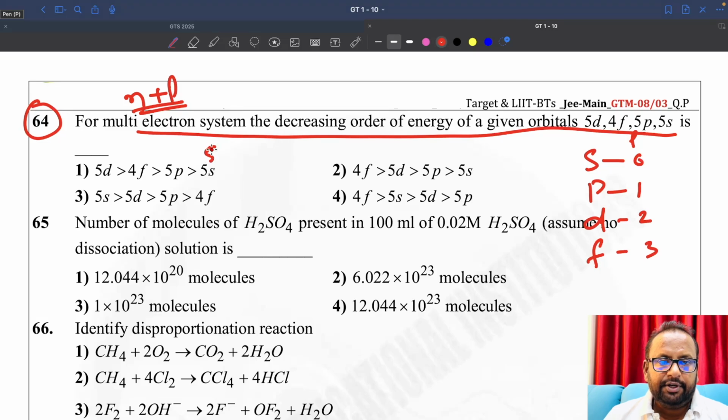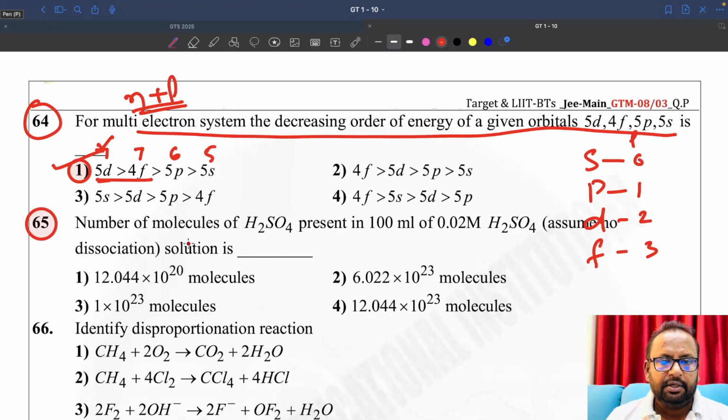This is 5 plus 0, 5. This is 5 plus 1, 6. This is 4 plus 3, 7. This is 5 plus 2, 7. So they are in the same order. I think this is the correct answer. Why? Because 7 is the maximum. Here n plus l is tied. In that case, we'll take the one which has the highest n value. So option 1 is the right answer. Direct question. Next, 65th question.